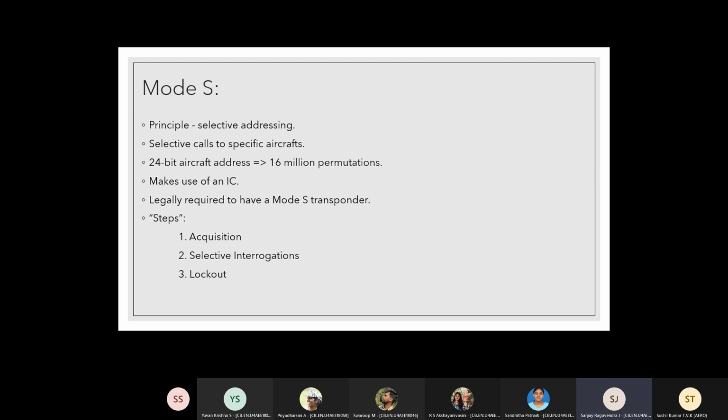A Mode S transmission cleverly makes use of the IC to avoid any potential fruiting. Nowadays, it's also a legal requirement to have a Mode S transponder fixed in an aircraft, especially within the European Union. There are three steps involved in the Mode S transmission: acquisition, selective interrogations, and lockout. We'll see about it in the next slide.